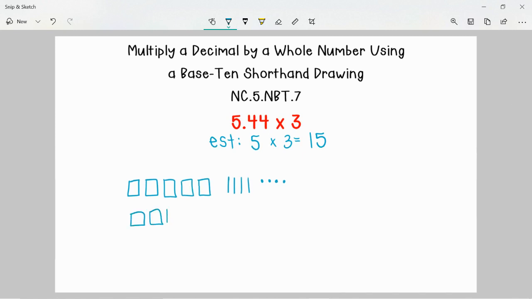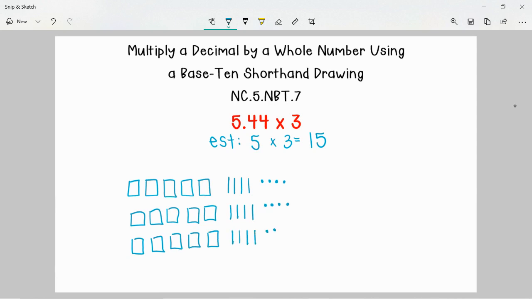So I know that is 5 and 44 hundredths, but I need to show that 3 times. So we'll show 5 and 44 hundredths again. So that's 5 and 44 hundredths twice. And so we need it one more time. So there's 5 and 4 tenths and 4 hundredths. So here we've shown 5 and 44 hundredths 3 times.